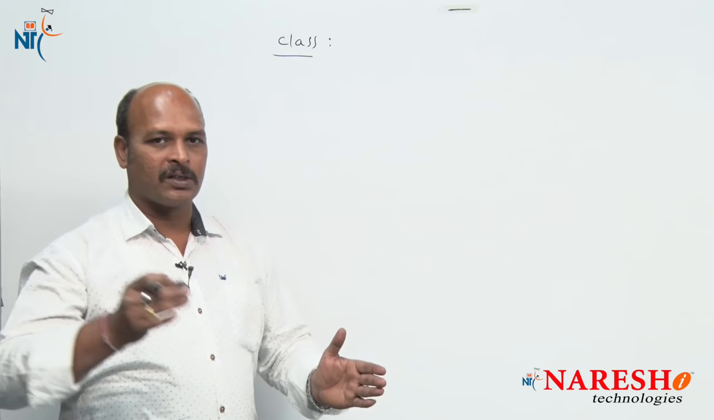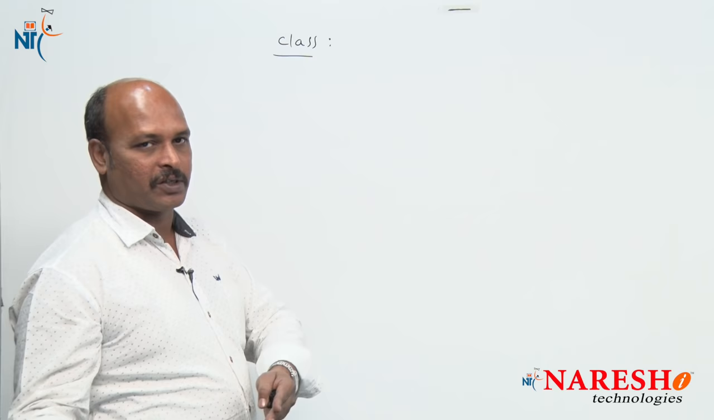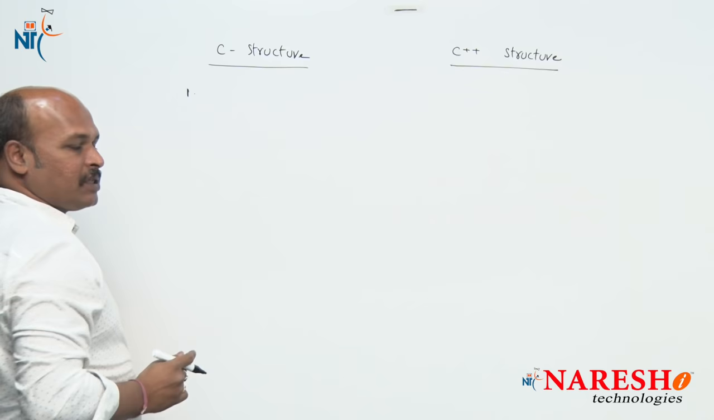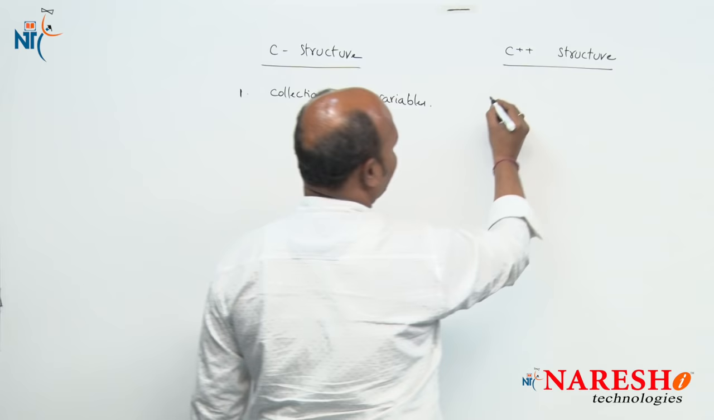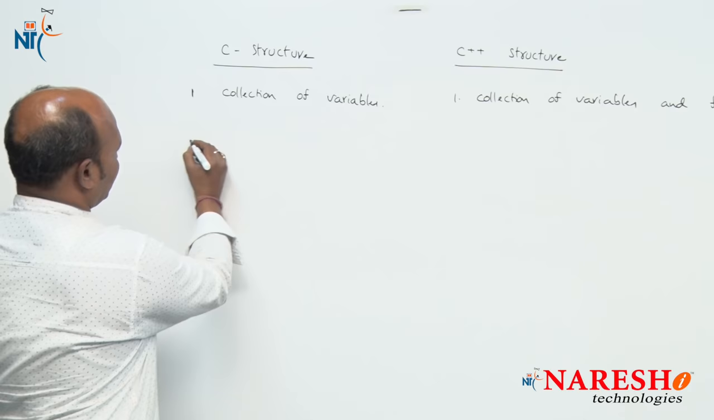That is why here I am giving the differences between C structure, C++ structure and class. First, I am going to give the differences between C structure and C++ structure. First thing is, C structure is a collection of variables, and C++ structure is a collection of variables and functions.